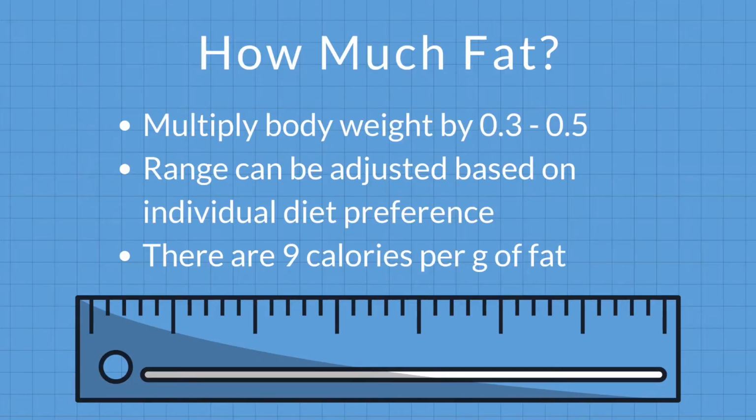Next, I like to figure out how much fat we are going to be eating. And to do that, we are going to be multiplying our body weight by a range of 0.3 to 0.5. Now, this is going to be based off your individual preference. Are you an individual who prefers meals with fattier foods, your whole eggs, your ground beef, your sausage, your bacon? Or are you an individual who likes your carbohydrates, your toast in the morning, your rice, your potatoes?